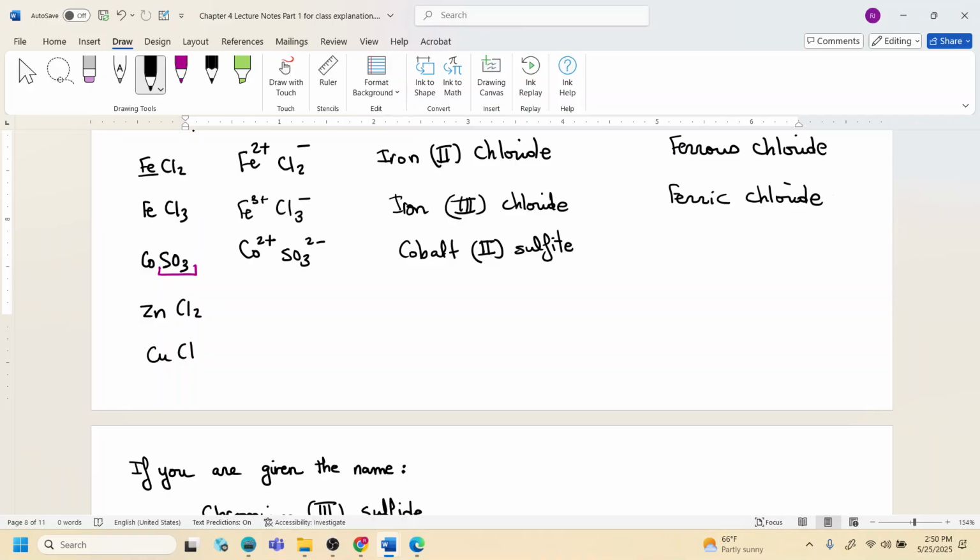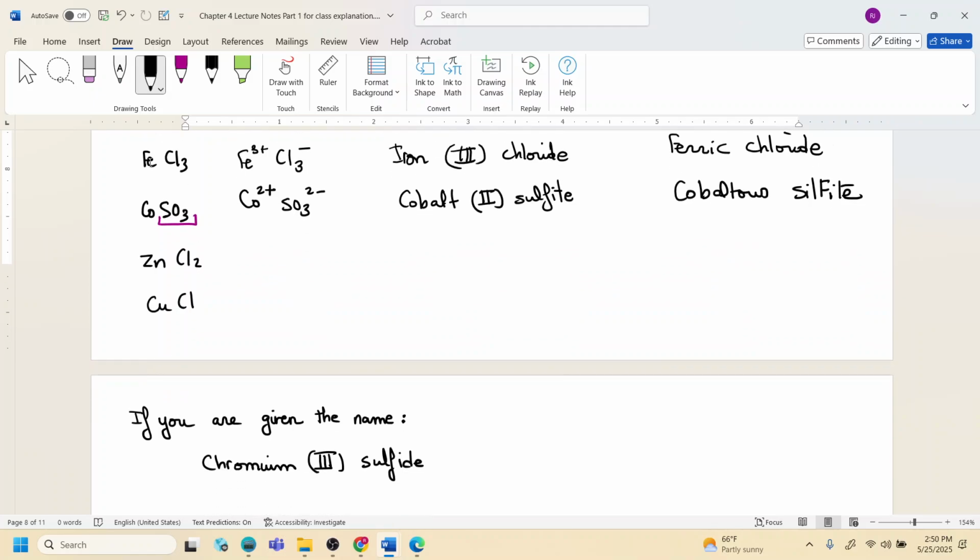Cobalt can either lose 2 electrons or it can lose 3 electrons. So this one is called cobaltous sulfite. Okay. You do have zinc chloride in there. So zinc chloride, this is zinc. It needs to be 2 plus just to balance the 2 negative. So it's going to be zinc(II) chloride.